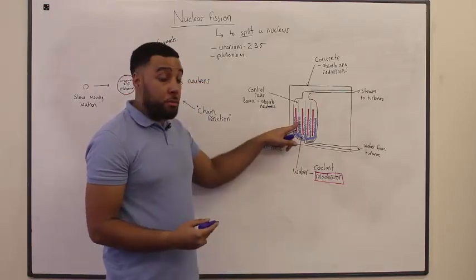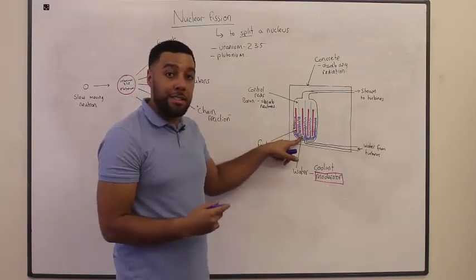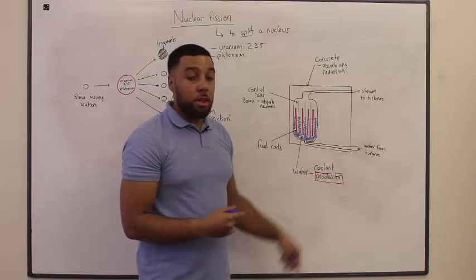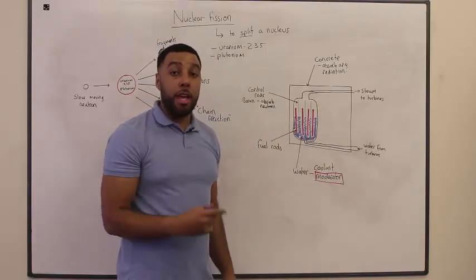The energy released from nuclear fission will turn the water into steam, and that steam can turn the turbine, which turns a generator. So we get our electricity.